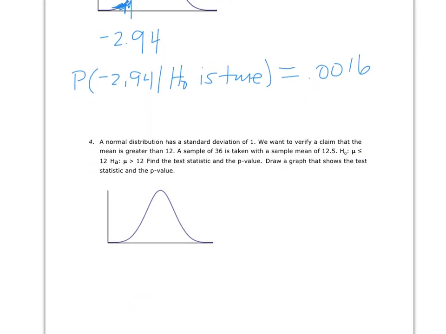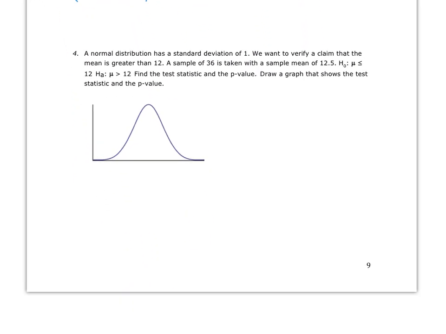Okay, let's look at another example. A normal distribution has standard deviation of 1. We want to verify a claim that the mean is greater than 12. A sample of 36 is taken with a sample mean of 12.5. Our null is mu less than or equal to 12, and our alternate is mu greater than 12. Find the test statistic and the p-value, and we'll draw the graph that shows the test statistic and the p-value.